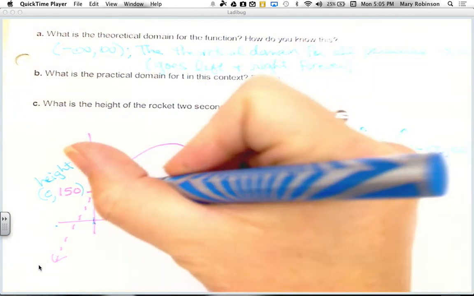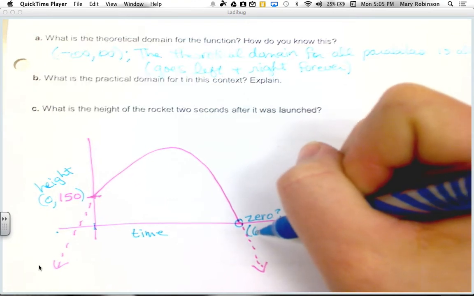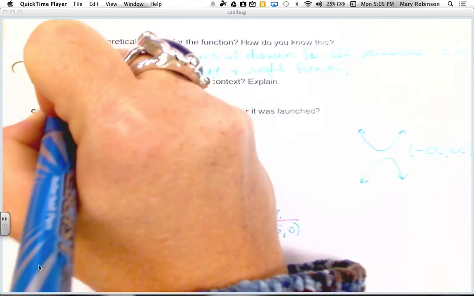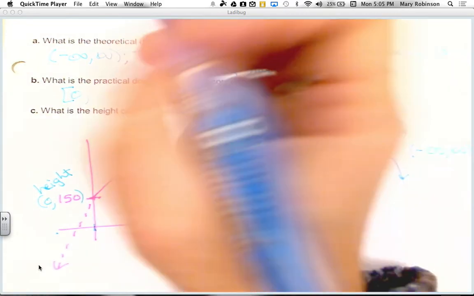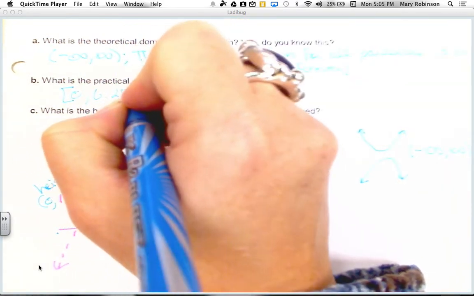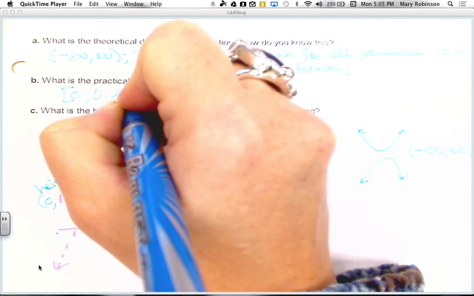So remember, it does include 0 and it does include 6.25, so we are going to use brackets to define our practical domain on the interval from 0 to 6.25 inclusive. Oops, inclusive, should be a bracket there.